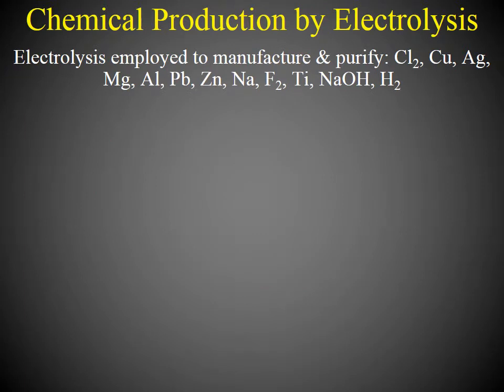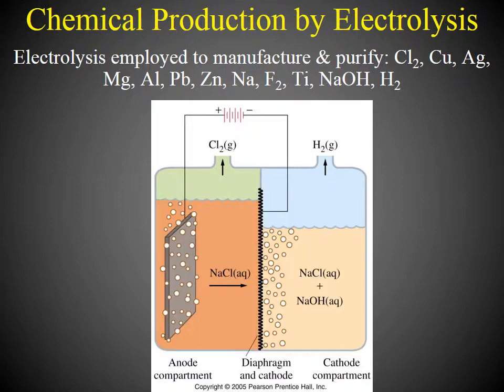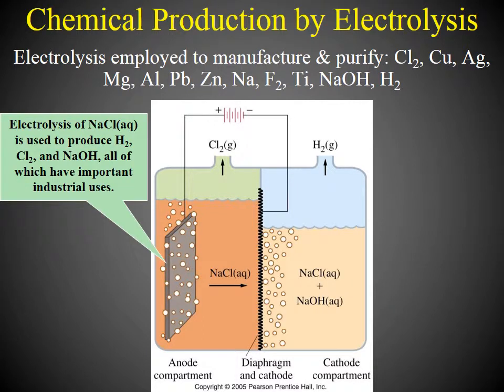Many chemicals are produced by electrolysis. As a matter of fact, it is employed to manufacture and purify many elements and some compounds. For example, the aqueous electrolysis of brine is used to produce hydrogen, chlorine, and sodium hydroxide, which all have important industrial uses. And so, therefore, electrolysis is a very important process in industry.